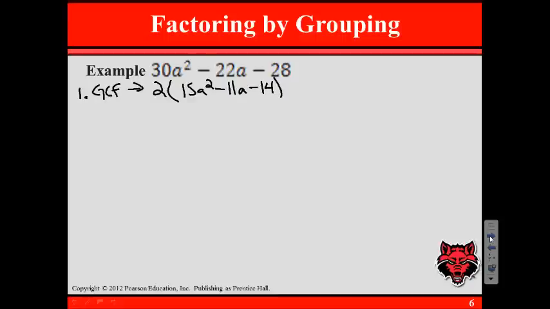In the next step, we will multiply the number in front of our squared term and the constant at the end. So we have 15 times negative 14, and that gives us negative 210. So at this point, we want two numbers that will multiply to negative 210, but that will add to this middle term. We'll add to negative 11.